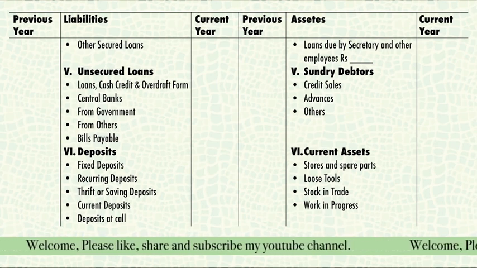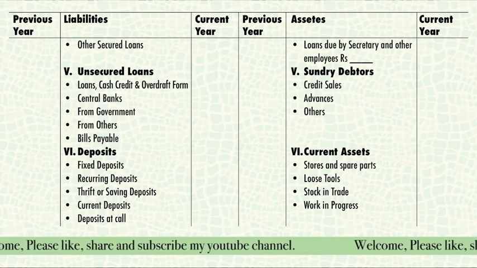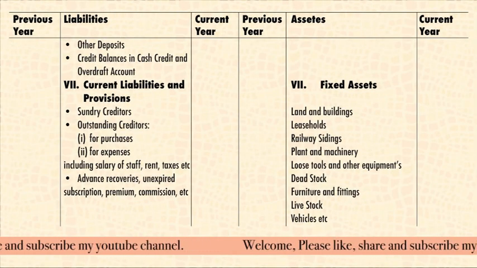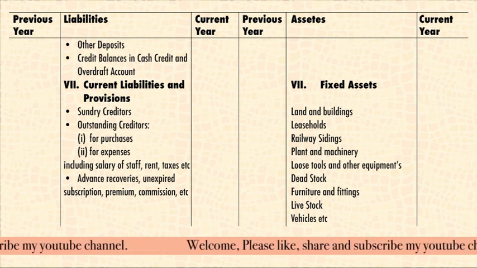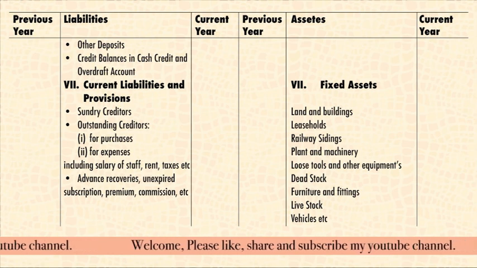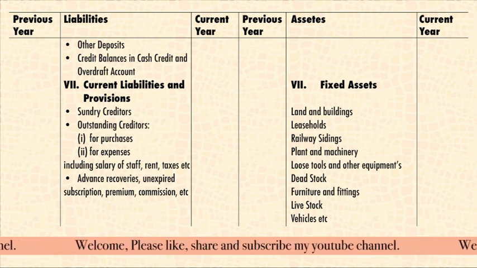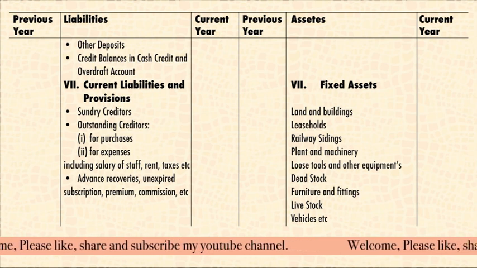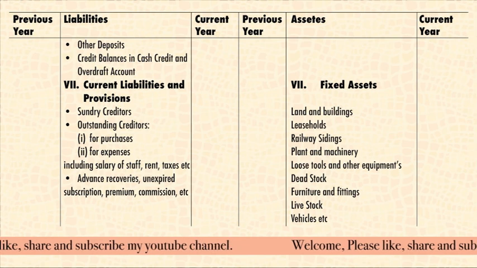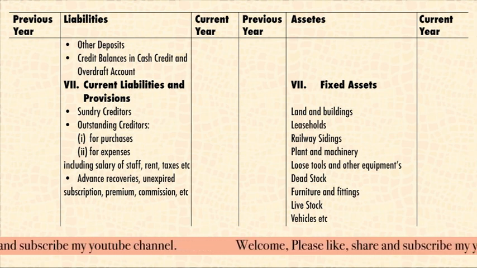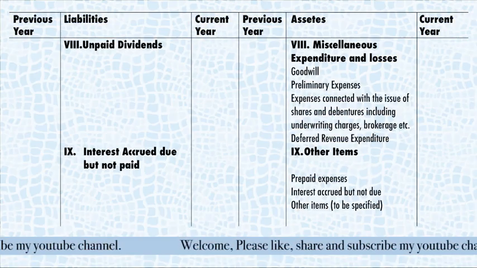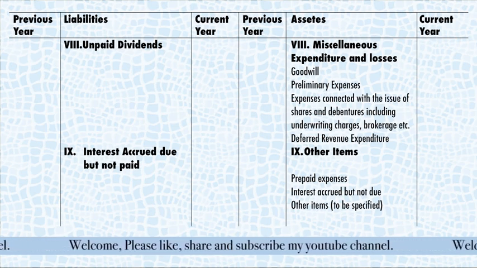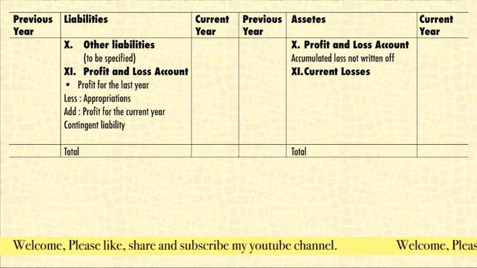Sixth part is deposits. It can be in the form of fixed deposit, recurring deposit, savings deposit, current deposit, deposit at call, and other deposits. Seventh one is current liabilities and provisions. It can be all types of current liabilities, sundry creditors, any outstandings, like outstanding salary, outstanding rent and taxes, any kind of advances, unexpired subscription, premium and commission. The eighth part is unpaid dividend. The ninth part is interest accrued, due but not paid. 10th is other liabilities if it is specified.